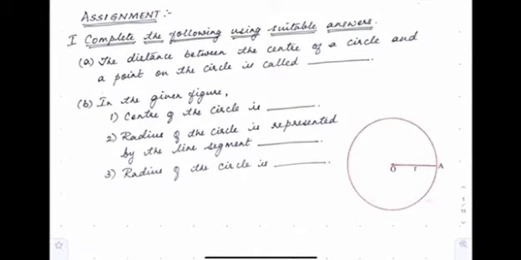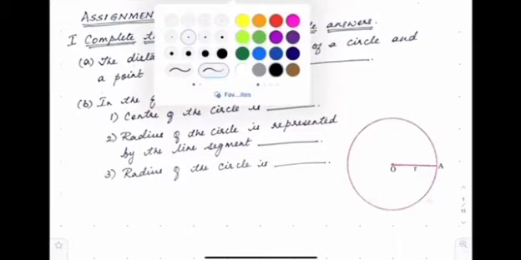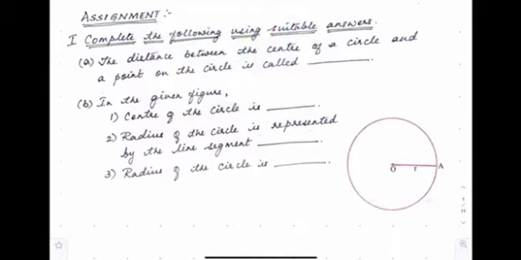Now, just as a recap of whatever we have learned till now, we'll try to answer these questions so that we recall whatever we learned in the previous session. The distance between the center of a circle and a point on the circle is called, what is this called? Any guesses? Yes. What is it called? Radius, correct?